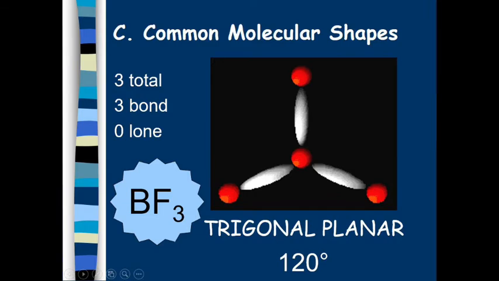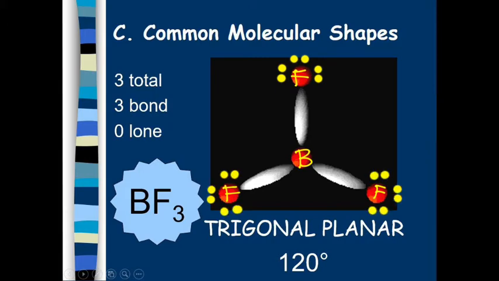So again, if I were to draw out BF3, there's B, there are my 3 Fs. Boron is also an exception to the octet rule, so you will not find any lone pairs around boron, but my 3 fluorines would have theirs around them, but since we are only counting around the central atom, that is 3 bonded pair, no lone pairs on the central atom, trigonal planar, 120 degrees.